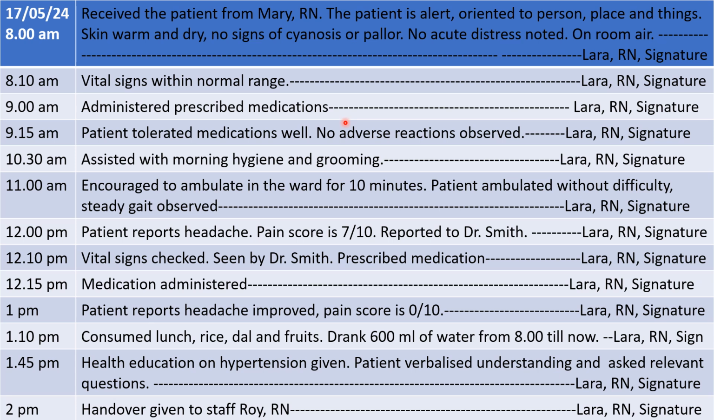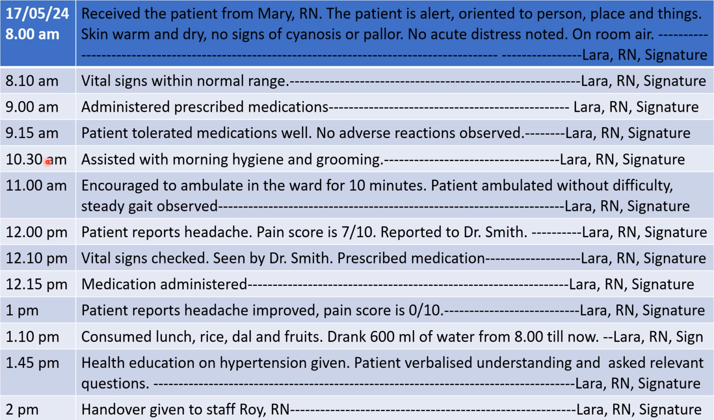9 a.m. "administered prescribed medications." There is another medication chart which shows what medications are to be given. So we will be writing "administered prescribed medications," put a line, write your name, initials and signature. Then after the medication is given, the nurse will be assessing whether the medication was tolerated or not.